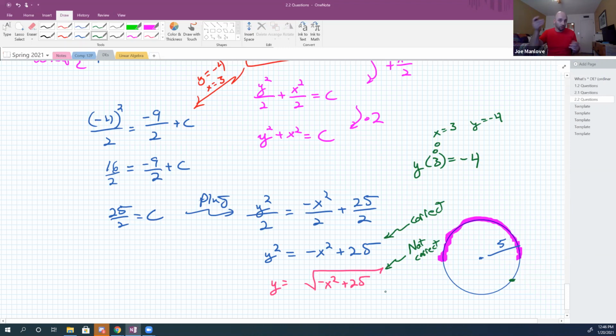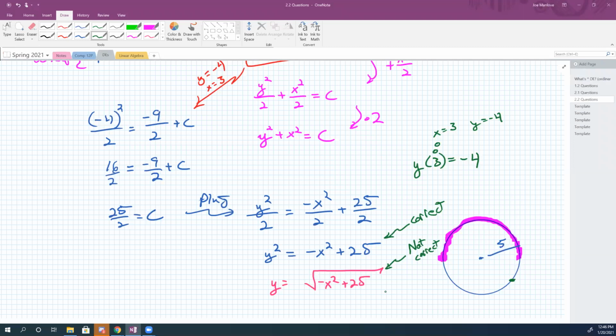It satisfies the differential equation. If you differentiate this thing and then plug it back in, it'll work. It just doesn't go through the point 3, -4. It goes through the point 3, +4. You guys all kind of with me on that? Yep. One way you could have solved this is, instead of solving for y, you could have solved for x. And then it would have to be on which half of the circle? Oh, the right half. Good. It would have to be on the right half of the circle.